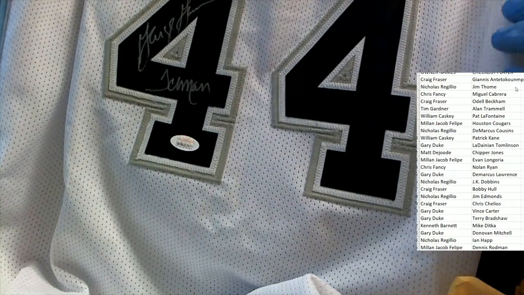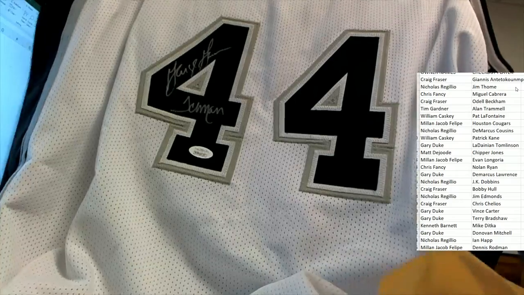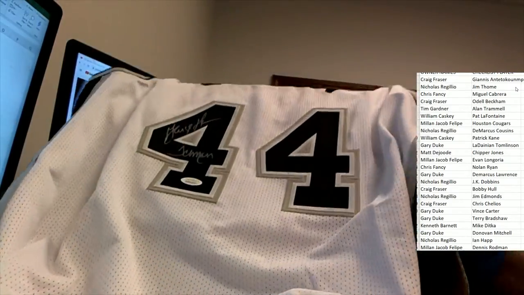Very nice hit here. It almost looks like two signatures. So I'm wondering, okay, what do we have here? I'm gonna be looking this one up right now and seeing.